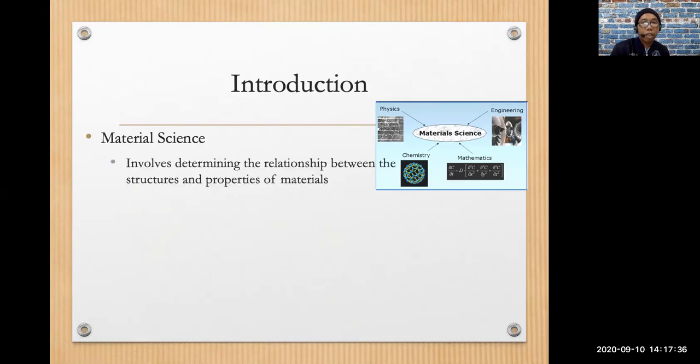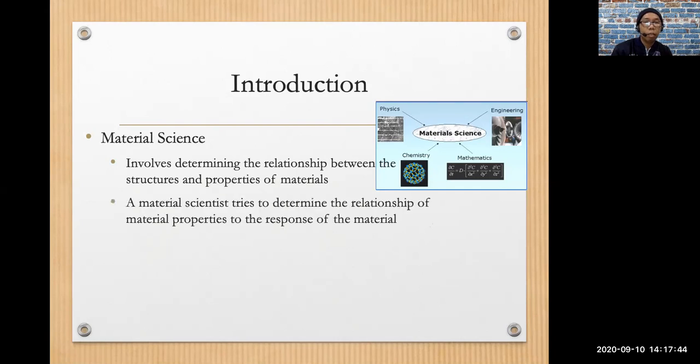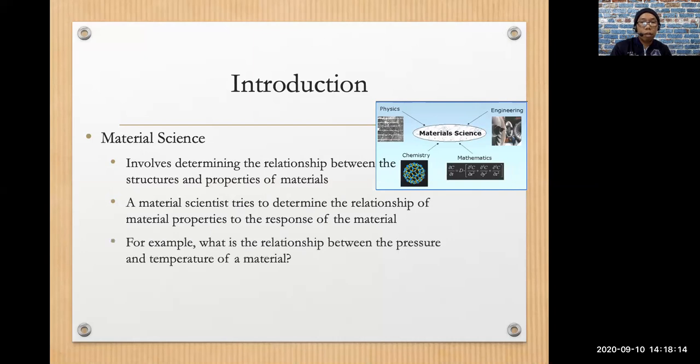So it involves determining the relationship between the structures and properties of materials. So this is material science. Okay, a material scientist tries to determine the relationship of material properties to the response of the material. So narinig ko din naman sa mga responses niyo sa video response na pinasa about your understanding of material science at kung gaano siya ka-importante sa inyong pag-aaral, lalo na kayo ay mga electronics engineering students. Okay? So nabanggit dito yung relationship between the structures and properties of materials. So for example, what is the relationship between the pressure and temperature of a material? So isa yan sa mga concerns sa pinapag-aralan nyo sa material science. Okay?